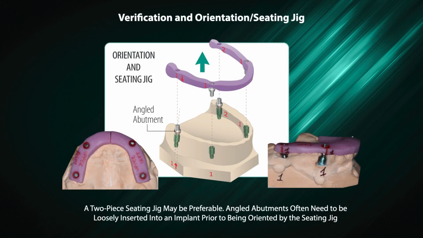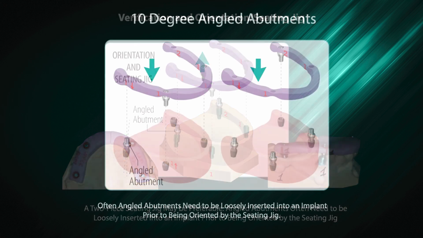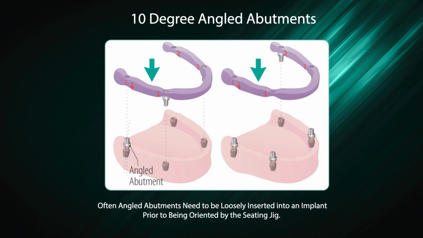Verification and orientation with a seating jig. A two-piece seating jig may be preferable. Angled abutments often need to be loosely inserted into an implant prior to being oriented by the seating jig. 10-degree angled abutments.